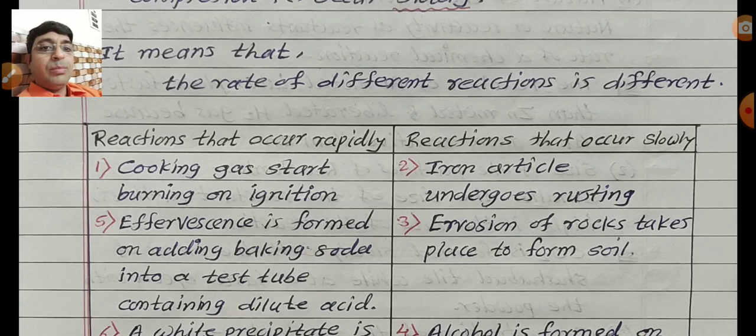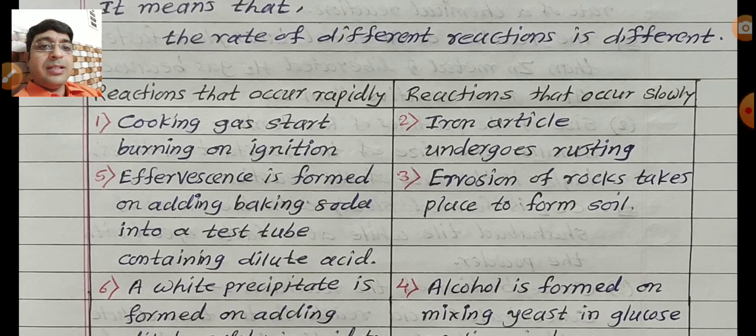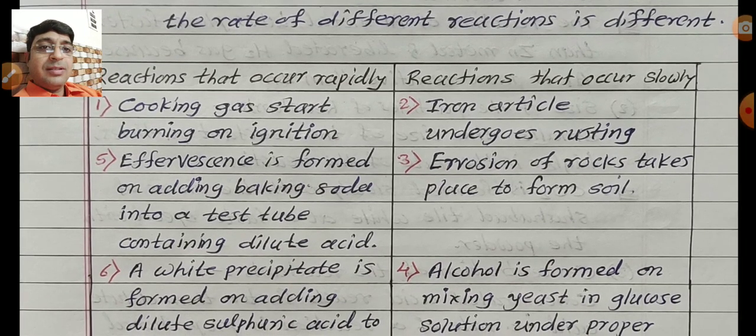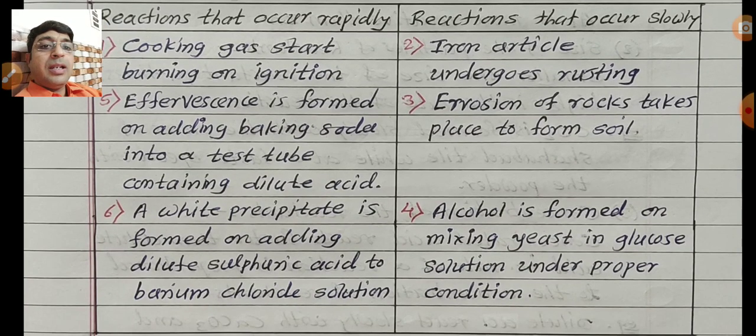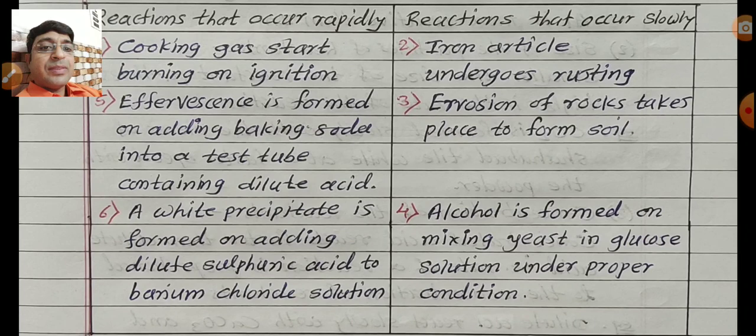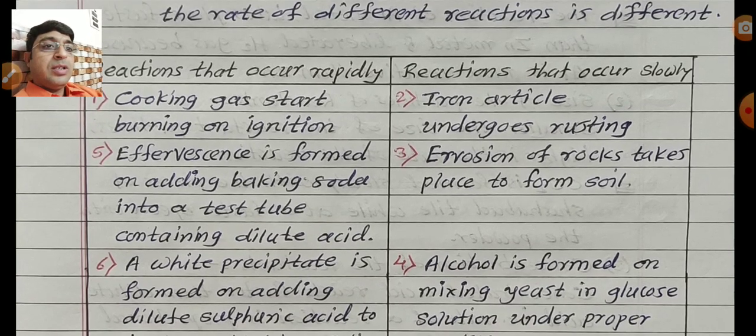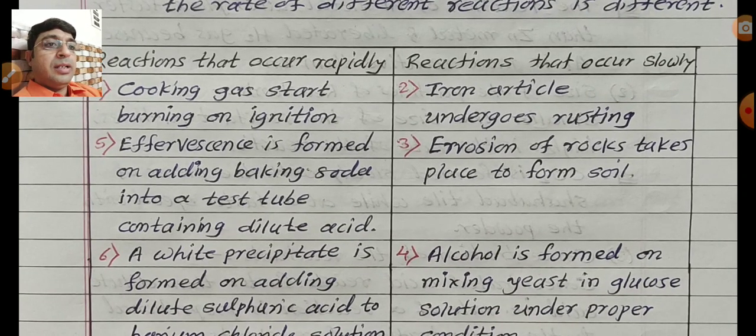So which are those examples? Which reactions occur rapidly? First one, cooking gas starts burning on ignition. Second, effervescence, meaning bubbles, is formed on adding baking soda into a test tube containing dilute acid. And one more example, a white precipitate is formed on adding dilute sulfuric acid to barium chloride solution. The remaining 3 examples are related to slow reactions, that is, reactions that occur slowly.